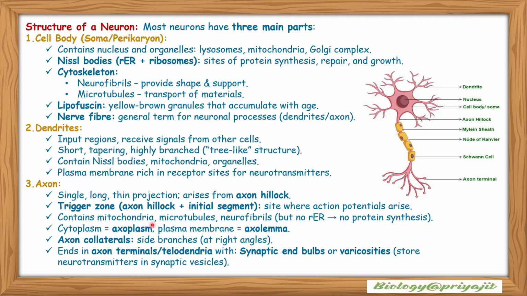It contains mitochondria, microtubules and neurofibrils, but no RER, or rough endoplasmic reticulum, so there is no protein synthesis. It has cytoplasm, axoplasm, and the plasma membrane or axolemma. Axon collaterals are side branches at right angles. The axon ends in axon terminals or telodendria with synaptic end bulbs or varicosities. It stores neurotransmitter in synaptic vesicles.